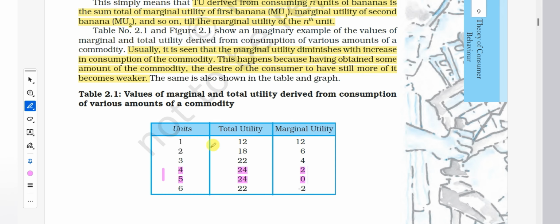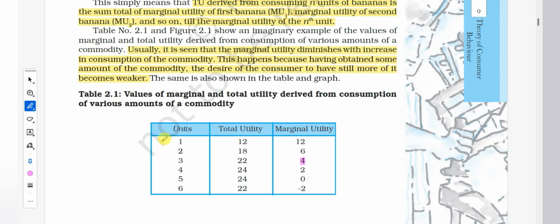We'll understand it here. Between the first and the second unit, the second unit is giving us 6 additional utilities. The first one was giving us 12. That's a 50% drop, right? The third unit is giving us 4 units only.